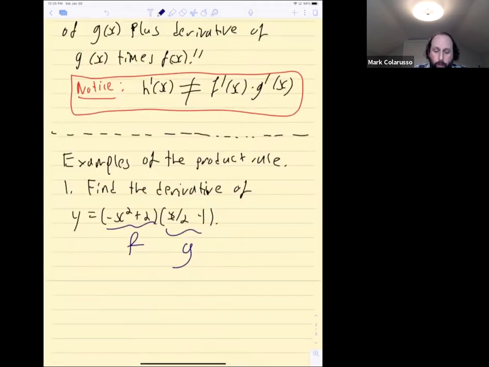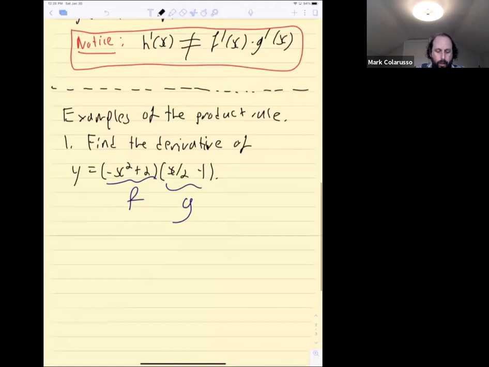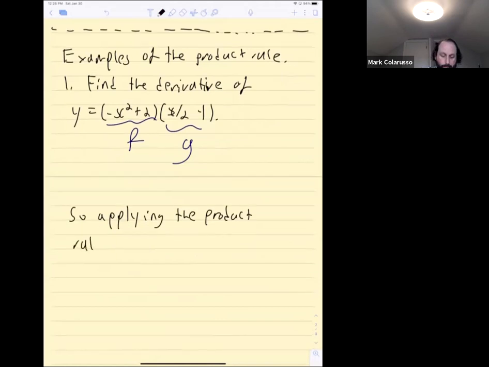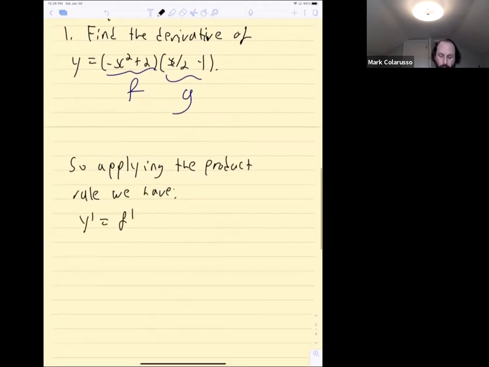And we'll apply the product rule. So applying the product rule, we have that y prime is the derivative of f of x times g plus f times the derivative of g. Or g times the derivative of f. You can write it either way.